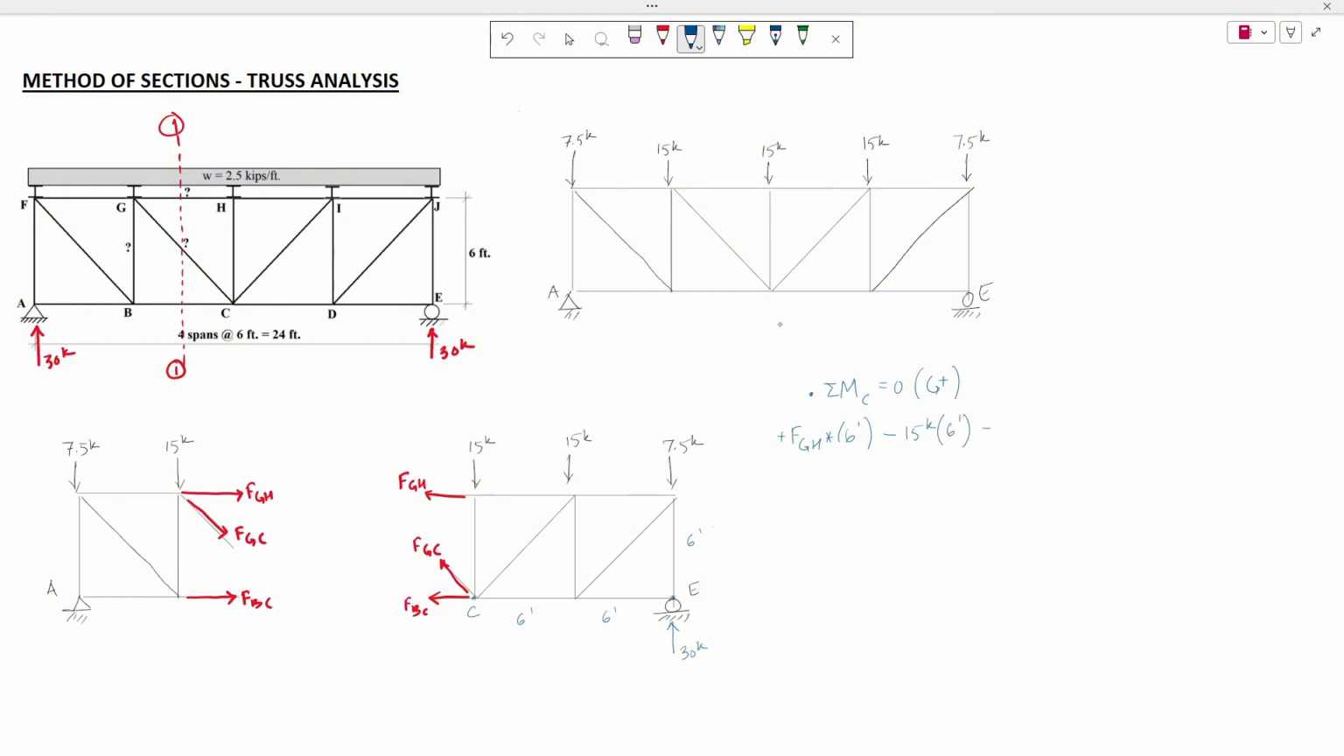Similarly, 7.5 kips is going to provide clockwise moment, so negative. The moment arm is 12 feet. And finally, this 30 kips of reaction is going to provide counterclockwise moment, so positive 30 kips times 12 feet. Summation of all these moments would be 0. If we solve for FGH, we get negative 30 kips. This means that we assumed this to be in tension, but it is actually 30 kips in compression.